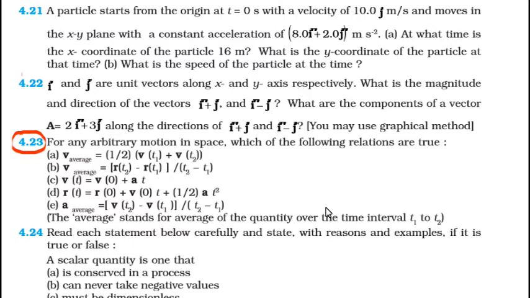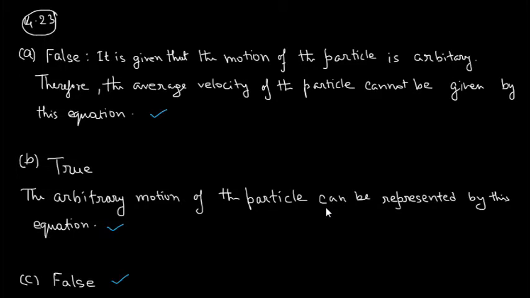So the solution will be: A, false. It is given that the motion of the particle is arbitrary, therefore the average velocity of the particle cannot be given by this equation. B, true. The arbitrary motion of the particle can be represented by this equation.